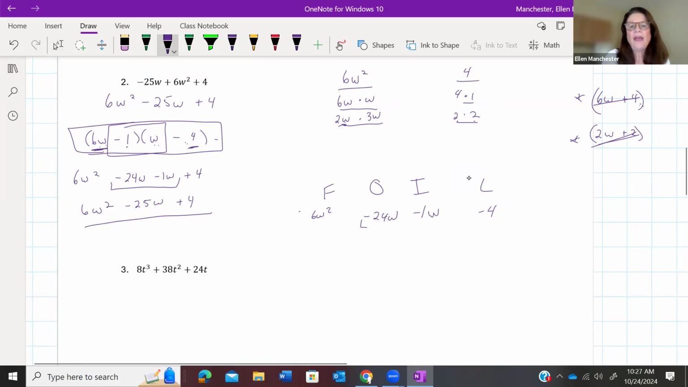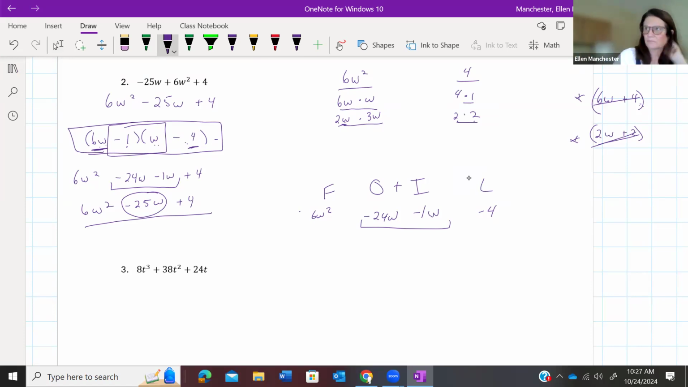Okay, so once you add your outside and inside, that should always be this middle term. And that's the goal. The first term and the last term are fairly easy because all you're doing is looking for factors. Where the real technique happens is the outside plus the inside. So it's always the outside plus the inside.